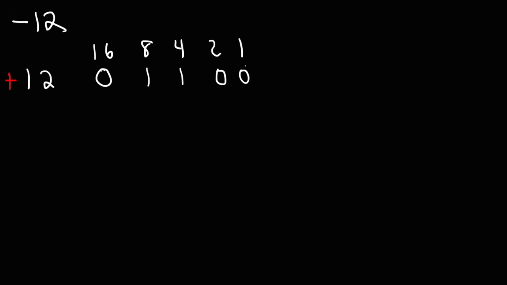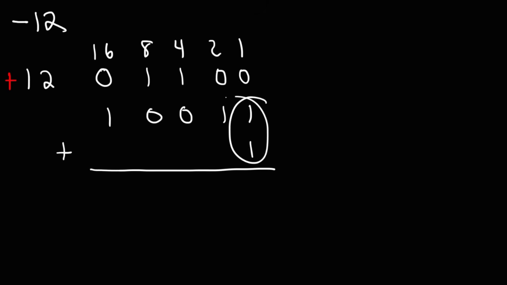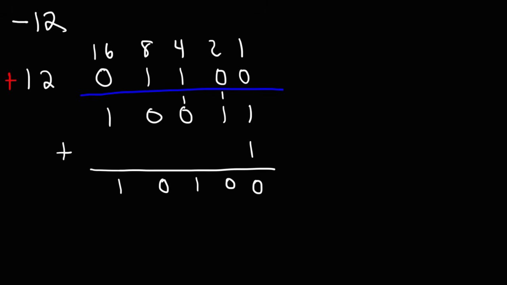Now, let's find the complement of this number. So replace 0 with 1 and replace 1 with 0. Next, add 1. So 1 plus 1 is going to be 0, carry over the 1. 1 plus 1 is 0, carry over the 1. Let me just separate these numbers from what we have below. 1 plus 0 is 1, and then we can just bring down the other numbers. So negative 12 is 1, 0, 1, 0, 0.